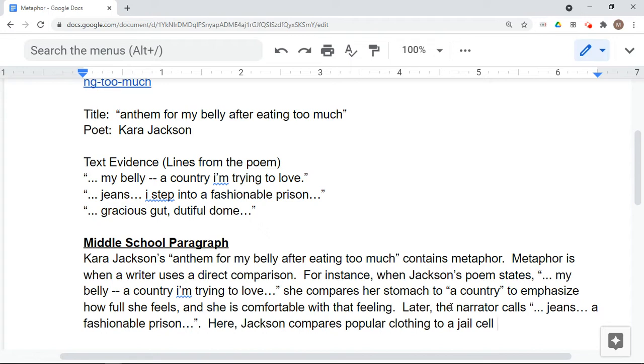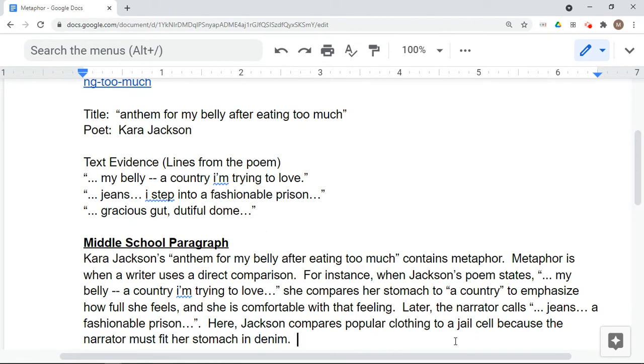And again, and you could say because she's got to fit her stomach in it. So a fashionable prison. So we could even add that from the middle school perspective, because that's pretty straightforward. Here, Jackson compares popular clothing to a jail cell because the narrator must fit her stomach in denim. I'll leave it at that. A pair of denims. I'll just go with denim.